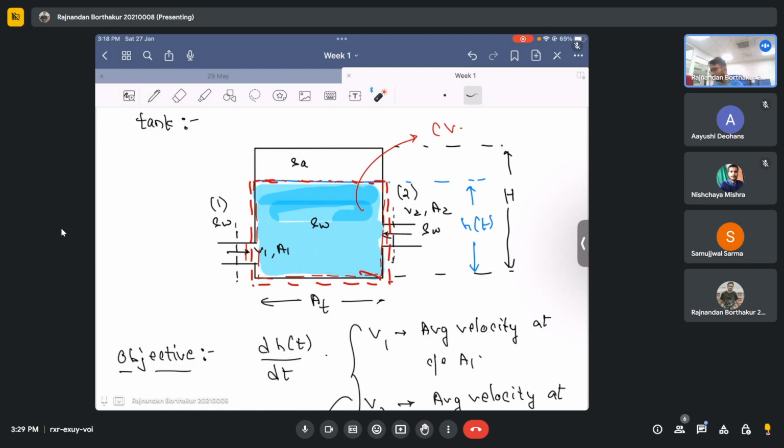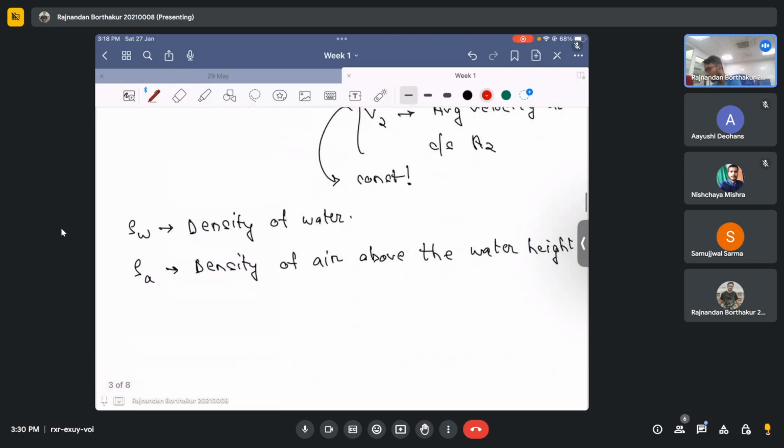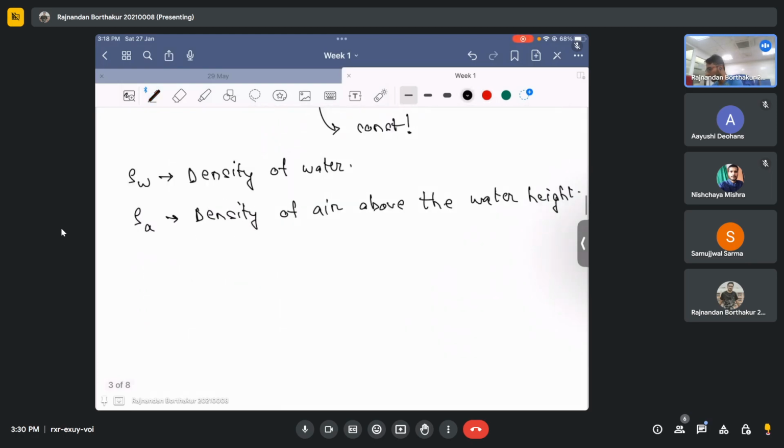I'll begin solving this problem by choosing this water portion as my control volume. Later on, you can also try choosing the entire tank as the control volume and then go ahead to find how this dH by dt changes with time. Okay, so now I will choose this water portion as a control volume, and then I will apply something called the Reynolds transport theorem in the control volume.